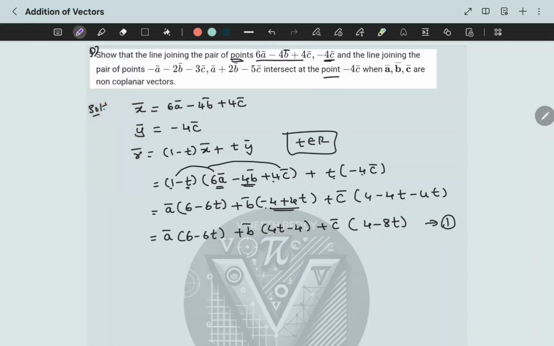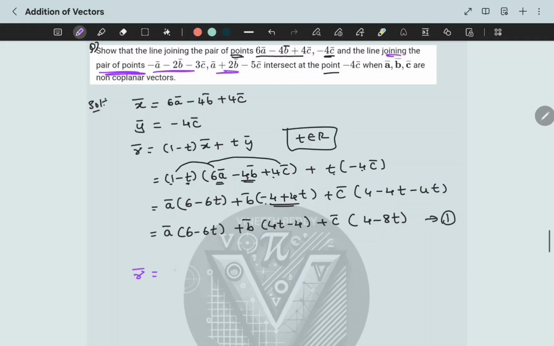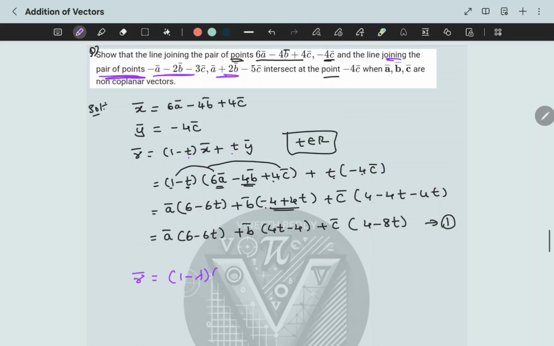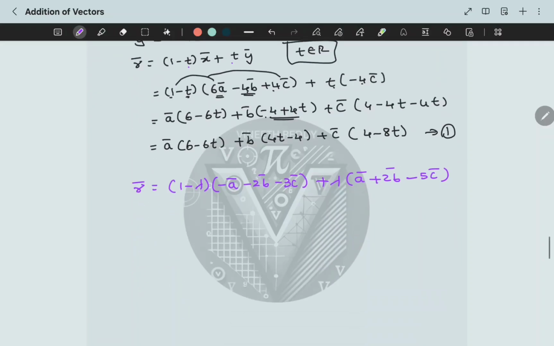Now second part is the vector equation of a line joining the pair of points, this as well as this. So again we can write R bar is equals to, directly I'll be writing now. Since we have already used t, we shall use another variable. Let us say lambda. Okay, 1 minus lambda into, now this is the first point, that is minus A bar minus 2B bar minus 3C bar. Now plus lambda into this point, that is A bar plus 2B bar minus 5C bar, right?